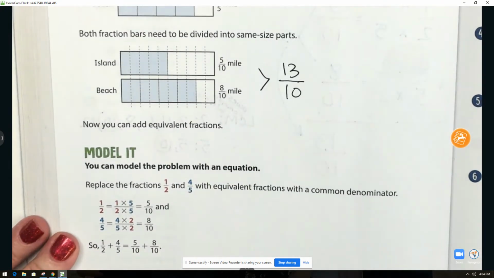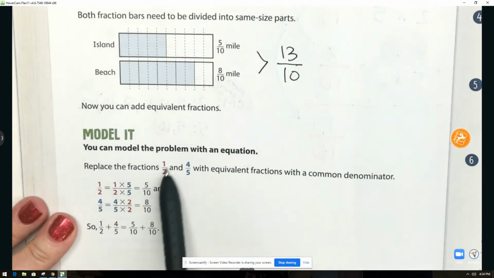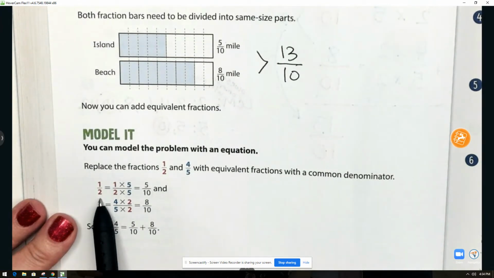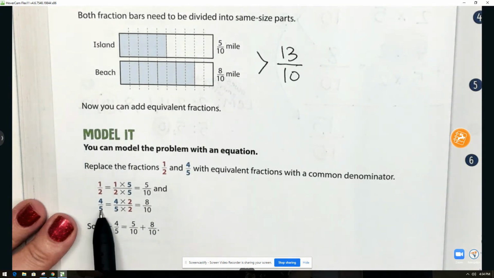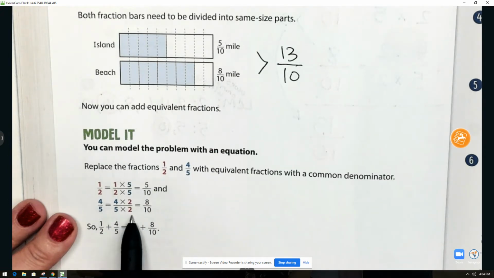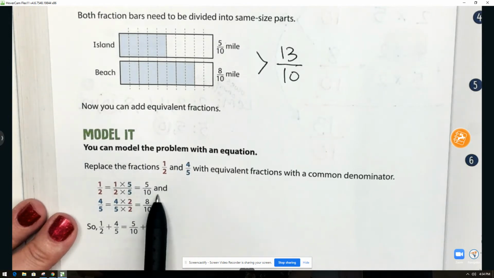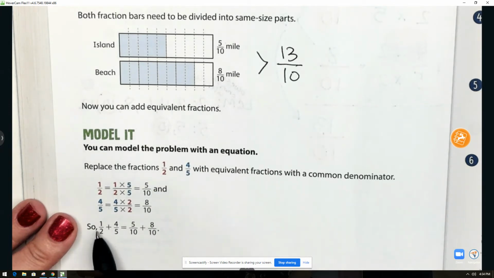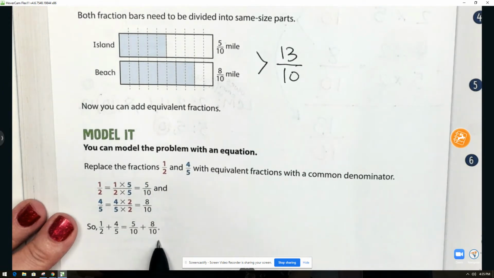You can also model the problem with an equation. So as you can see, this is what I showed you. They wrote the two fractions in sandwich formation. They then multiplied each fraction by a number to make an equivalent fraction where the denominator is both 10. And then they added together the two numerators. So 1/2 plus 4/5 equals 5/10 plus 8/10.